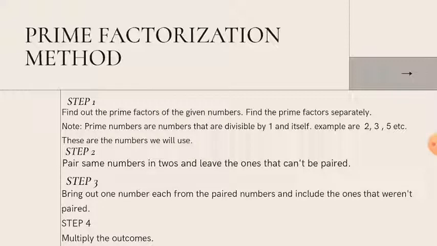Step 2. Pair same numbers in twos and leave the ones that cannot be paired. Step 3. Bring out one number each from the paired numbers and include the ones that weren't paired. And step 4, multiply the outcomes. So we are going to be looking at a video where we find the LCM of a number of given numbers using the prime factorization method. Now remember, we are going to be dividing separately using prime numbers, and we are going to use prime numbers that can divide into the given number without remainder.